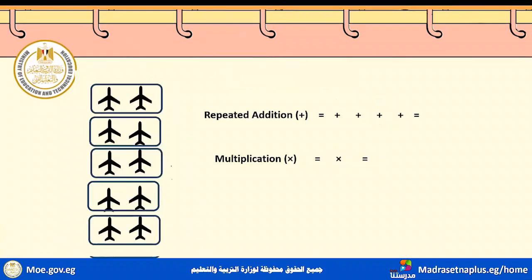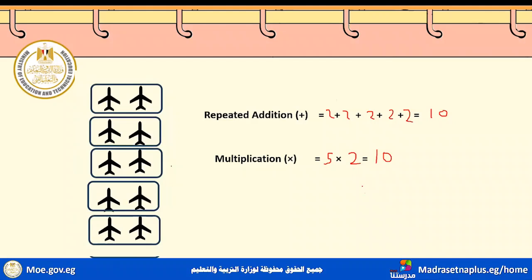Can you help my kid to answer these problems? Yes, it's easy. This is 1 row, 2 rows, 3 rows, 4 rows, and 5. Each one has 2 planes. So I can write 2 and 2 and 2 and 2 and 2. Total will be 10. So how many groups? We have 5 groups, 5 rows. Each row has 2. So I repeated 2 five times. Total must be 10.